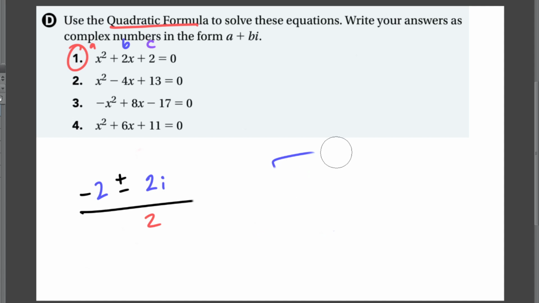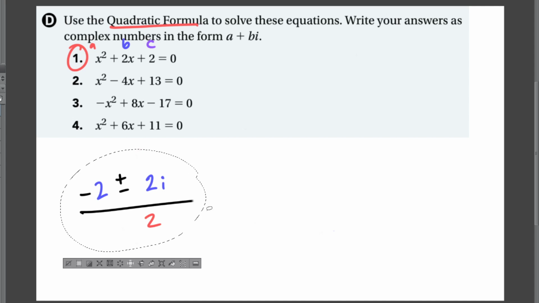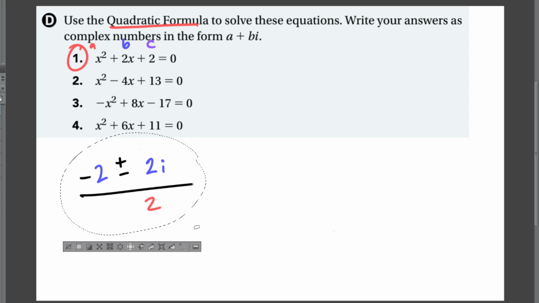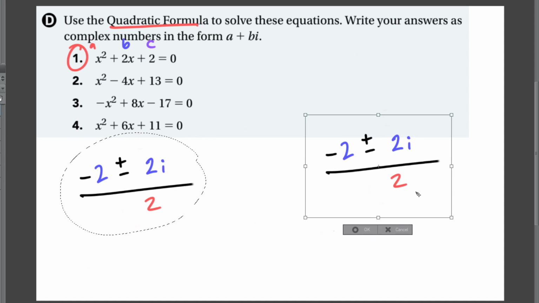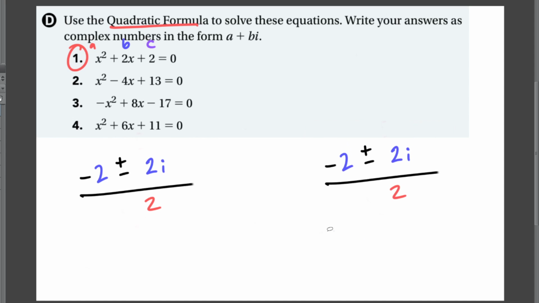Get rid of all this. Once again, because we have the plus or minus sign, that means that there's actually 2 different equations here. So I'm literally just going to copy and paste this over. We have 2 different equations here. My first one is going to be the adding, and the second one will be my subtraction. Cool? So -2 plus 2i and -2 minus 2i, both of them being divided by 2 afterwards.